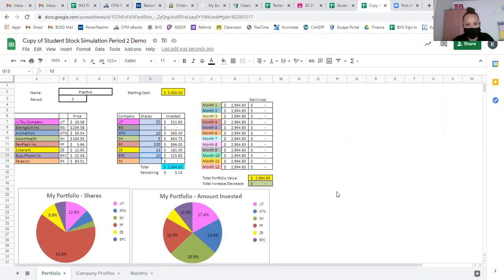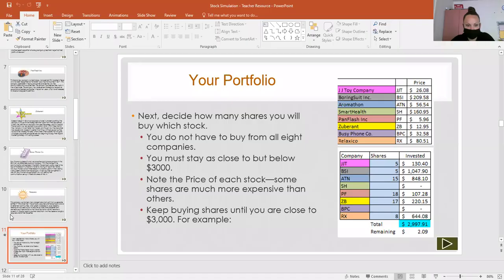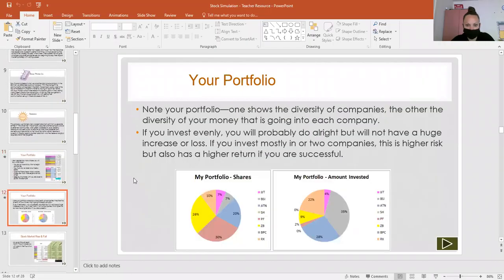So I'm doing kind of a mock one to show you guys what it will look like. Again, this kind of is the next slide. So your portfolio, one shows the diversity of the company, the other shows the diversity of your money. If you invest evenly, you will probably do all right, but you will not have a huge increase or loss. If you invest mostly in one or two companies, that's a higher risk, but also has a higher return if you are successful. So keep that in mind.